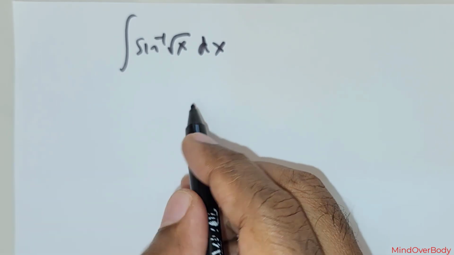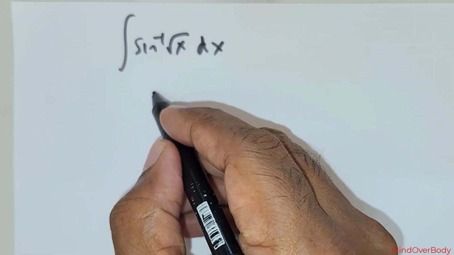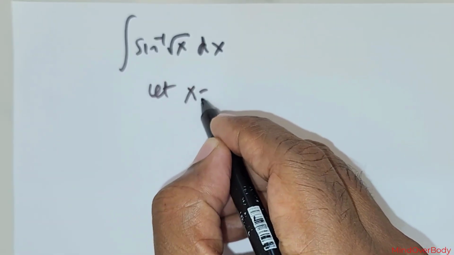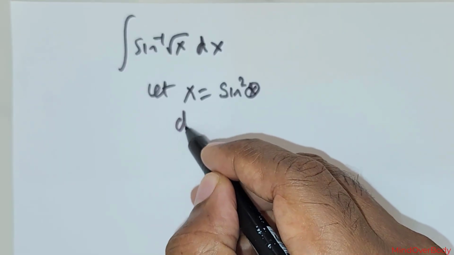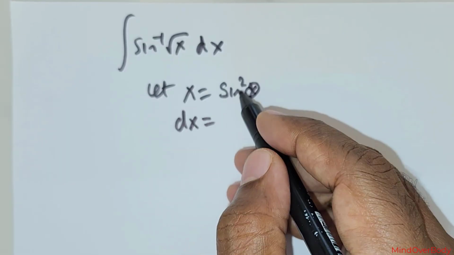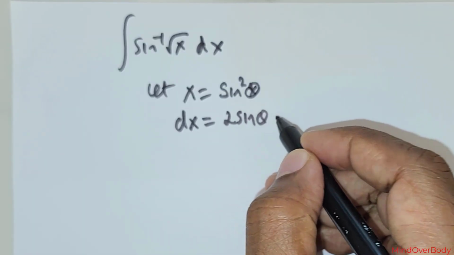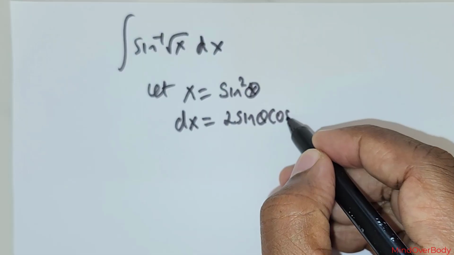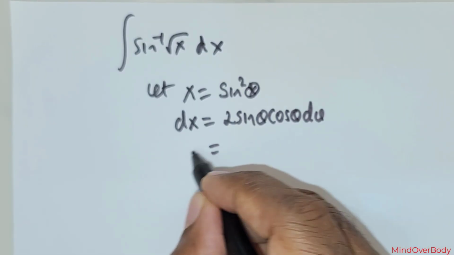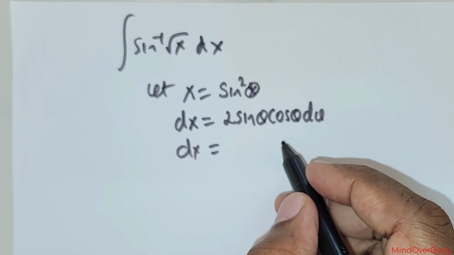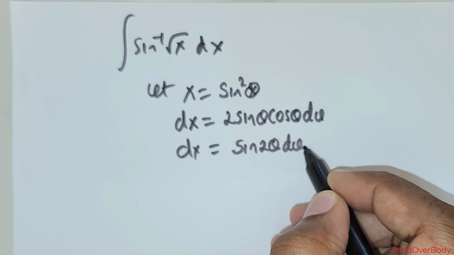Good day everybody. We are expected to integrate the integral of sine inverse of root of x times dx. Now foremost, let me take x to be equal to sine square theta. We have to differentiate this. So differential of x is dx, differential of sine square theta is 2 times sine theta times cos theta d theta. I can rewrite 2 times sine theta cos theta d theta as sine 2 theta d theta.